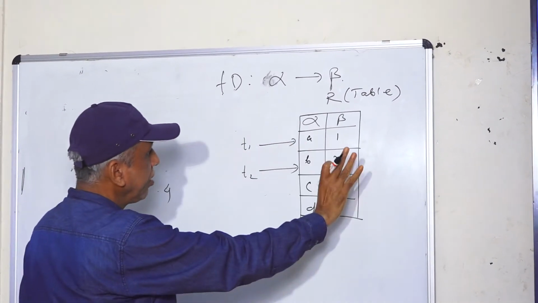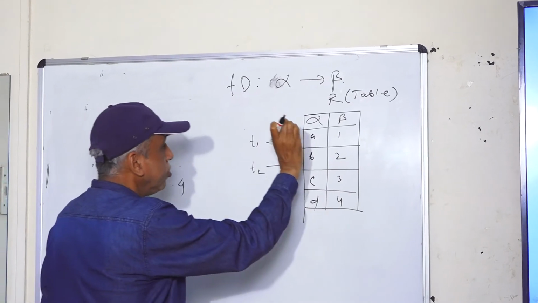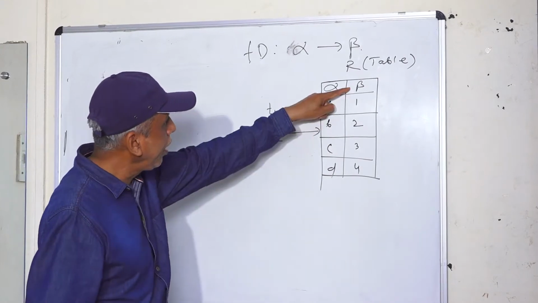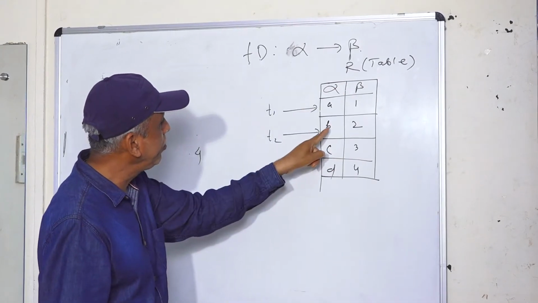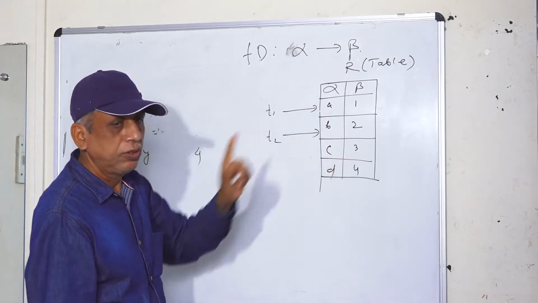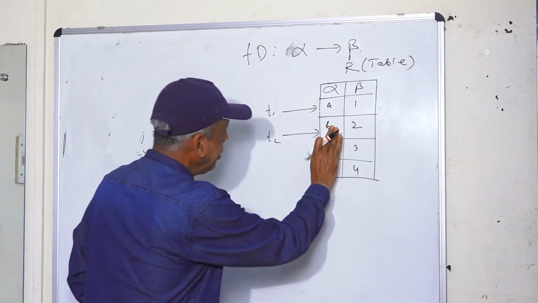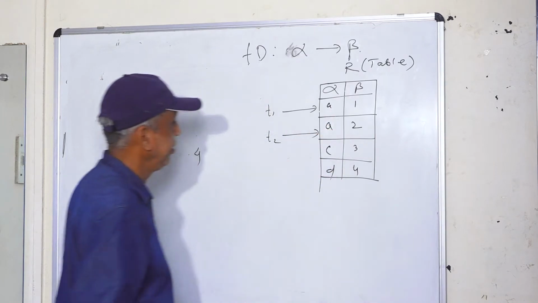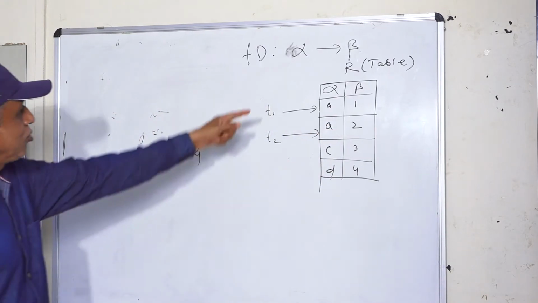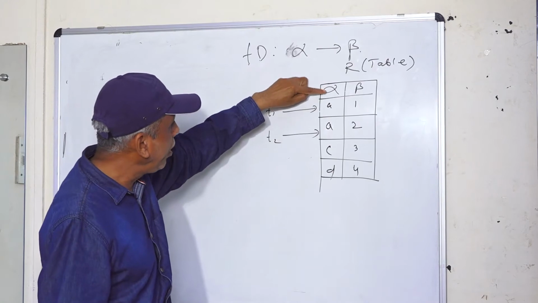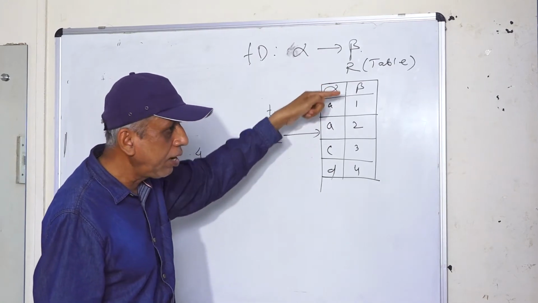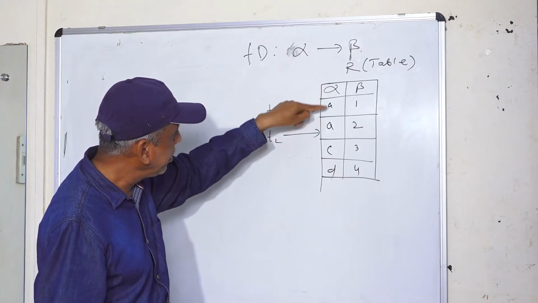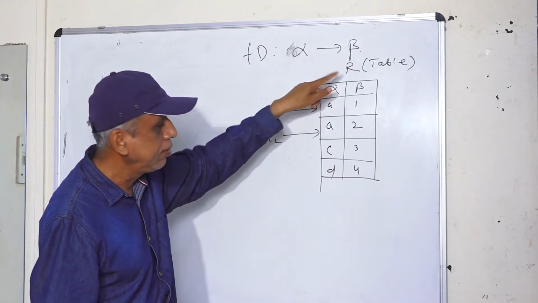If someone is asking, suppose the value of alpha is b, then what will be the value of beta? Then definitely the value of beta will be 2. Everyone understand? Then suppose this becomes E. If I ask, if the value of alpha is A, then what will be the value of beta?